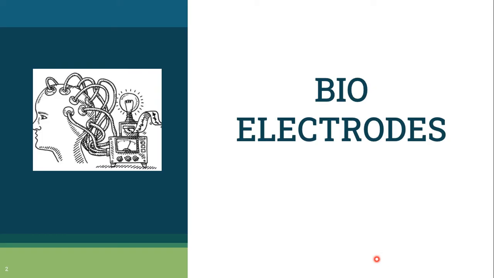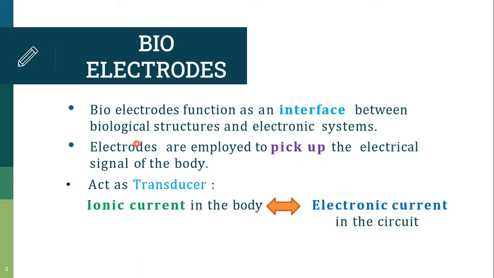So bioelectrodes is nothing but an electrode which has been placed, which acts as an interface between the human body as well as the electronic system. Moreover, it acts as a transducer which is used to convert the ionic current which is present inside the body into an electronic current which is easily acceptable by the electronic devices.